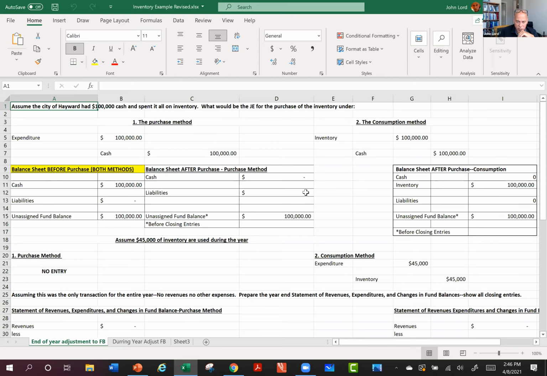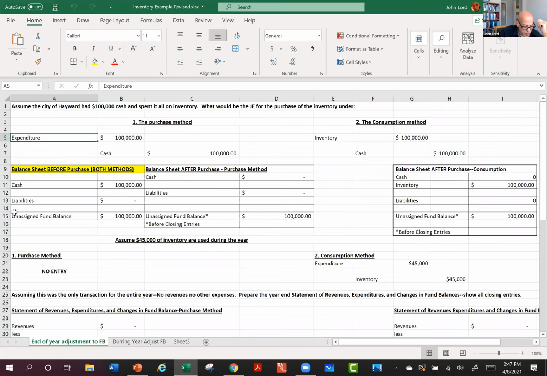I don't care if they drop an atomic bomb, the last thing the governmental accountant's hand will do is reach out of the rubble and make sure that the inventory account shows the same amount as the non-spendable fund balance. Now we're going to look at two different methods, but remember the balance sheet's going to look the same regardless of the method. So let's start with the method called the purchase method. Under the purchase method, when I purchase my inventory, I don't debit inventory, I debit expenditure. I purchased 100,000. Now what happens?